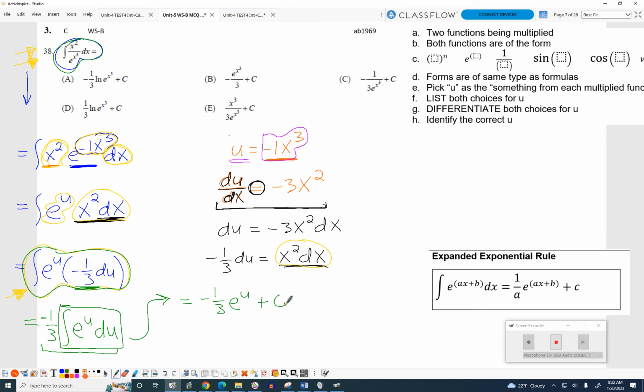Questions? And for multiple choice, you just put back in the x. Nice. Up here it tells us u and negative 1x cubed are the same thing. So we make another substitution. Two for Aspen.